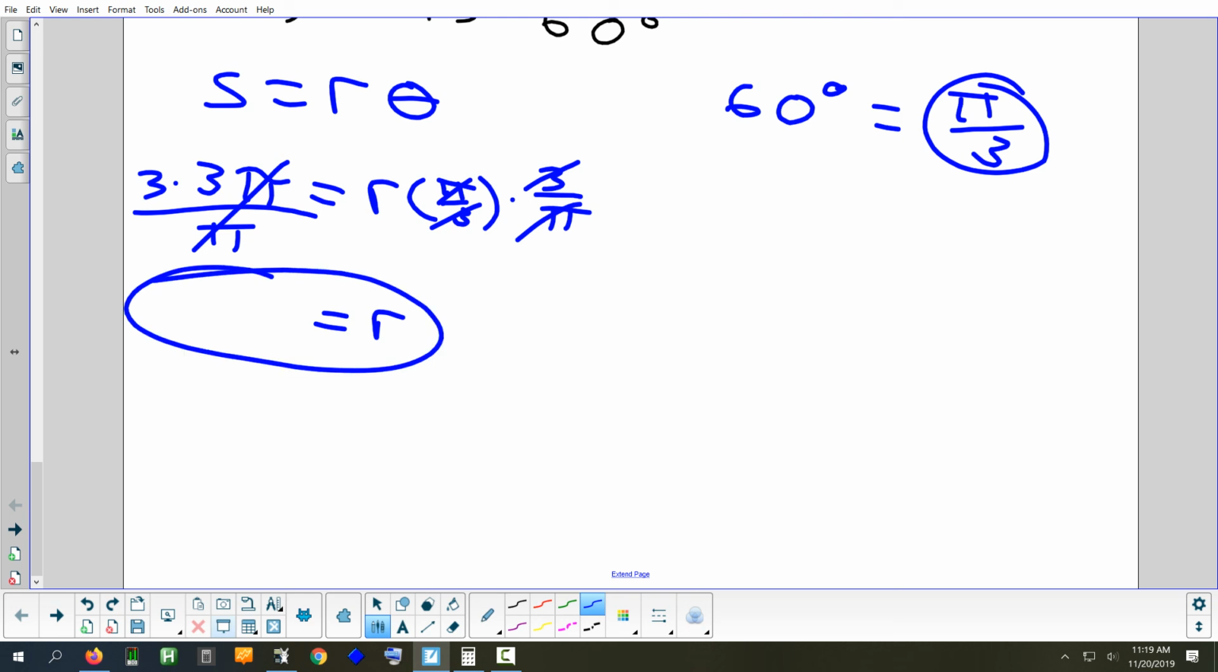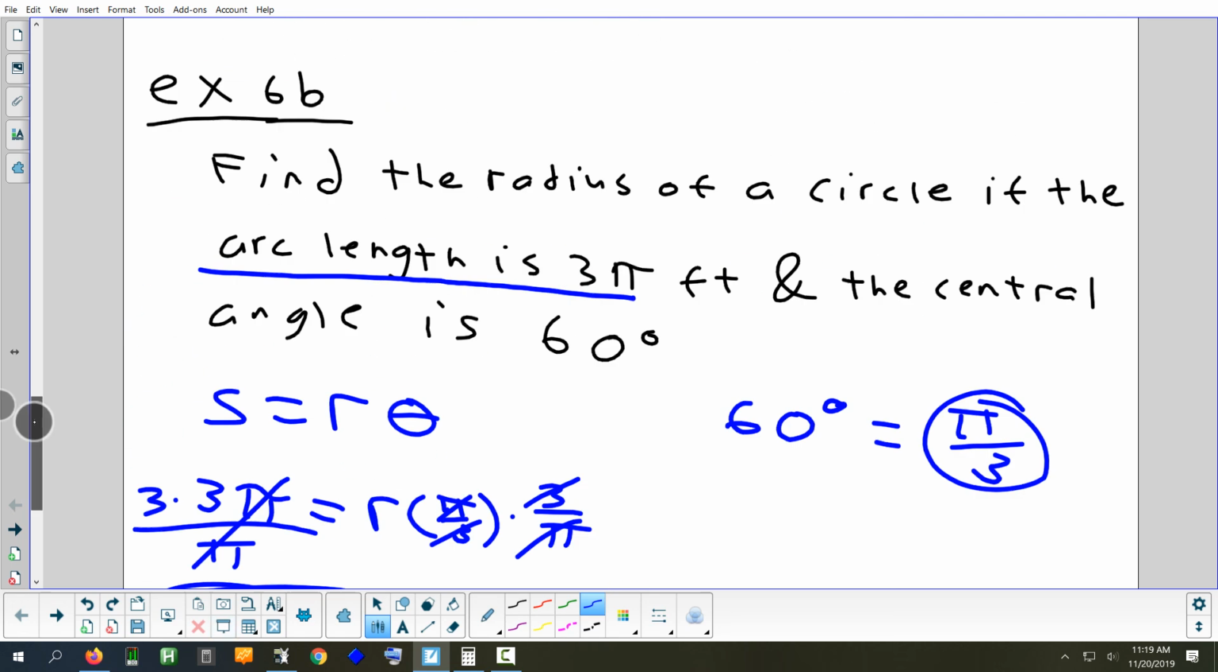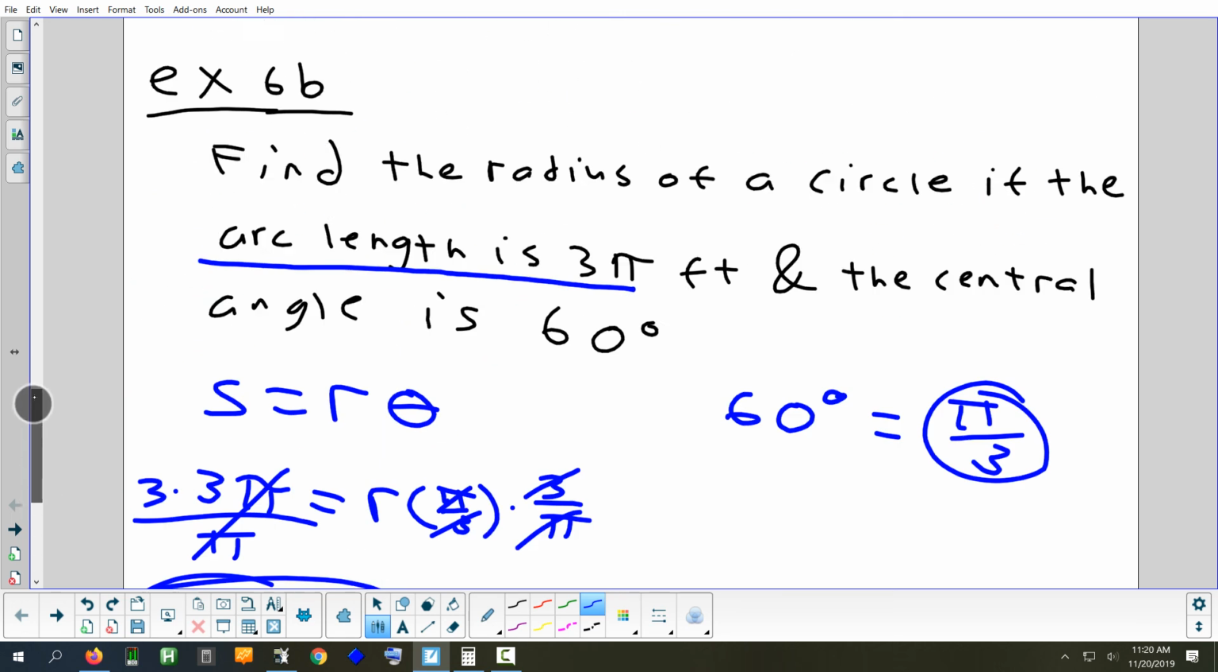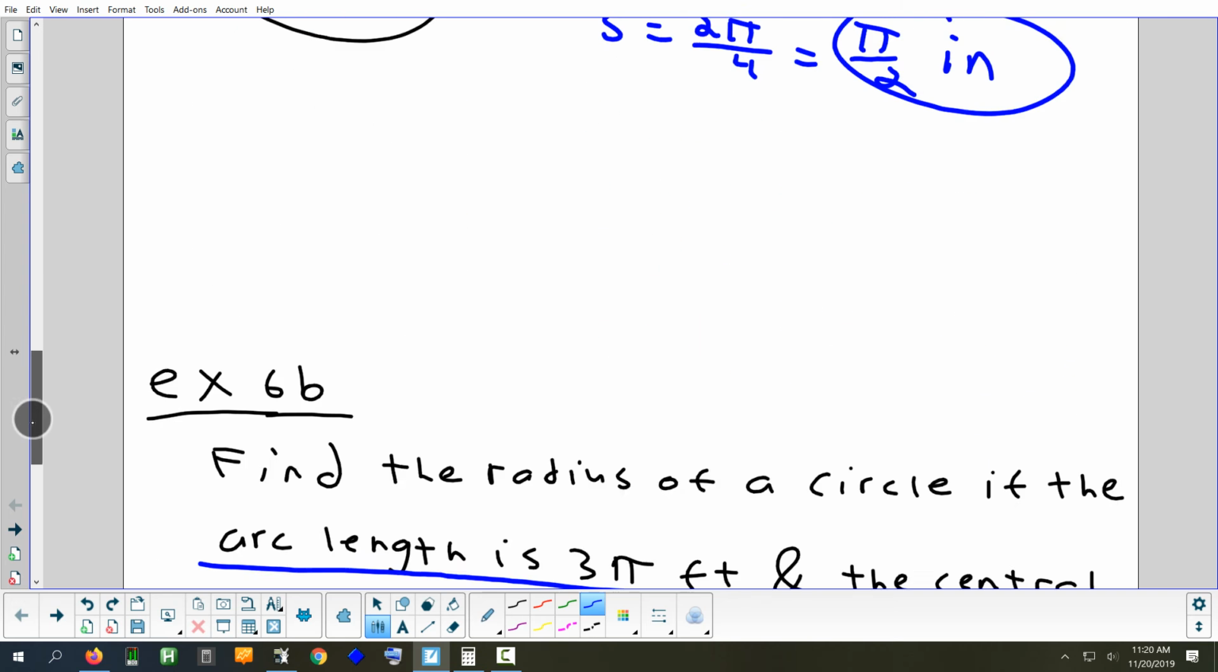And what do I get for a radius? 9. And now we ask ourselves, okay, is a radius an angular measurement or linear? It's linear. It's a length. 9 feet. Okay, any questions on that one? So that time you had to solve for R. The first time you had to solve for S.